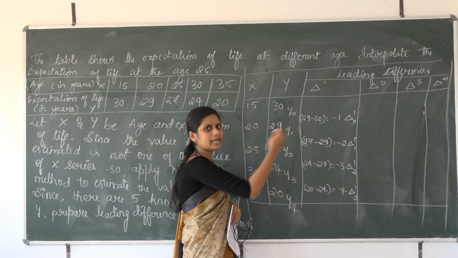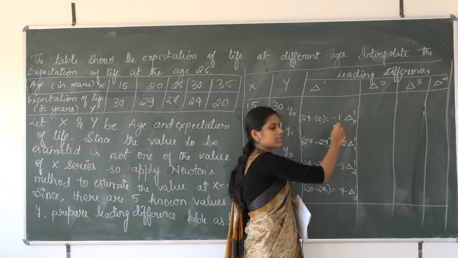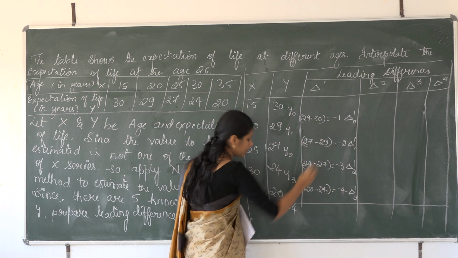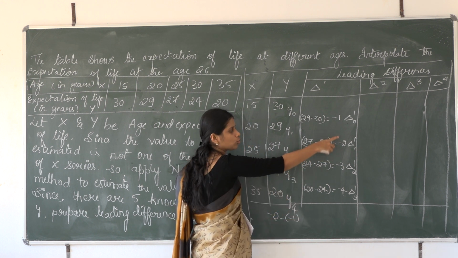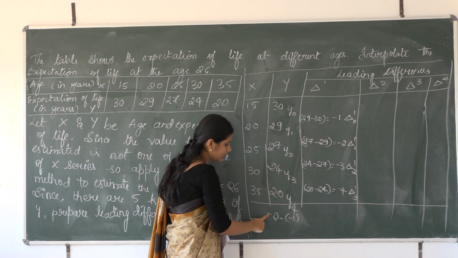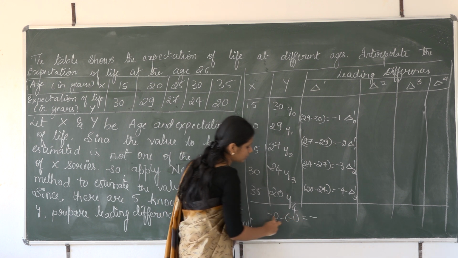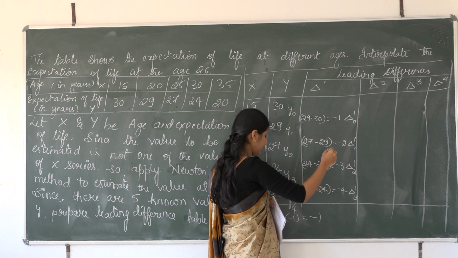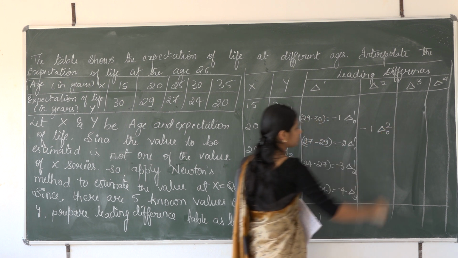Now next, the second leading difference. Delta 1 raised to 1 minus delta 0 raised to 1. That is minus 2 minus minus 1. Minus into minus will be plus. The greater number's sign is minus; plus into minus will be minus. 2 minus 1 is 1. So minus 1. Delta 0 raised to 2.